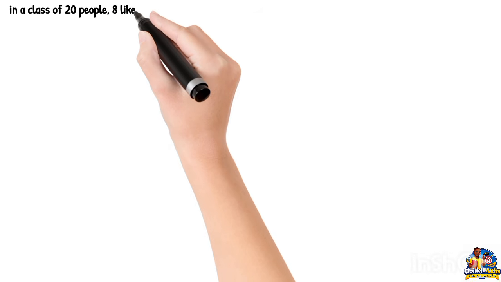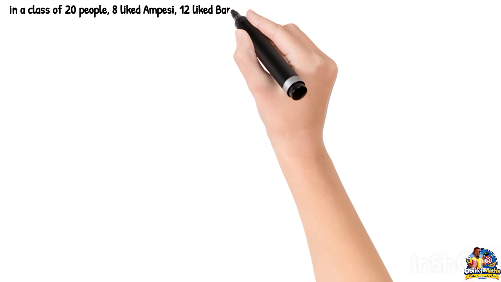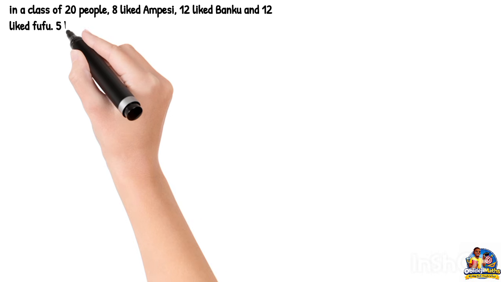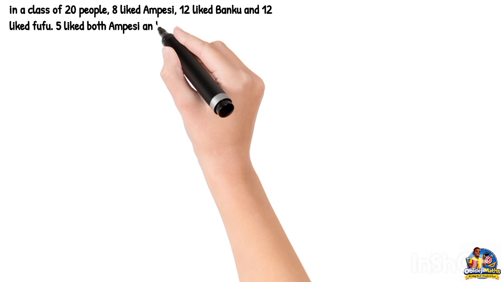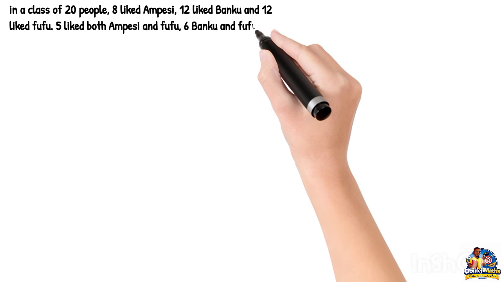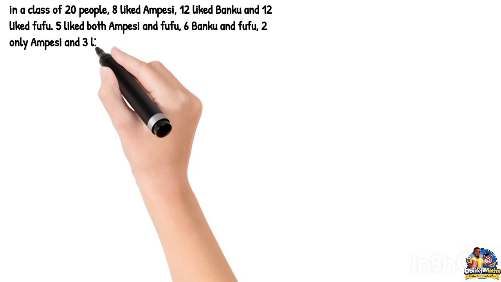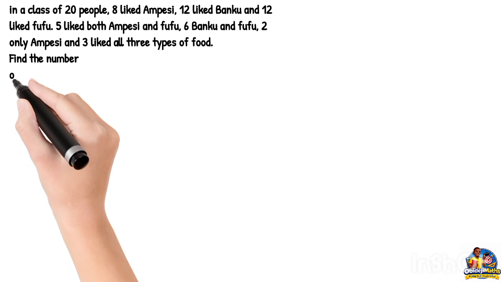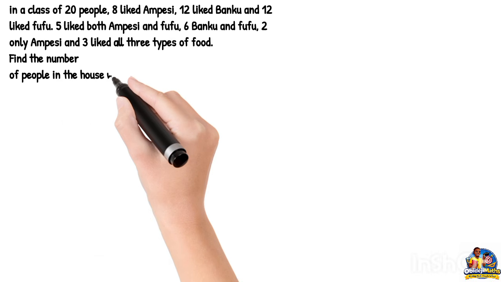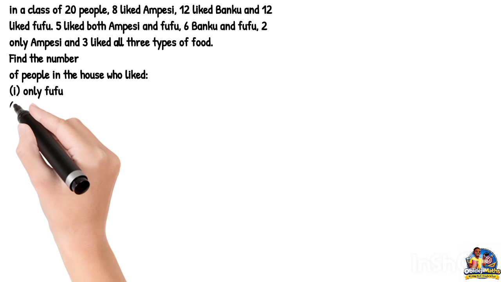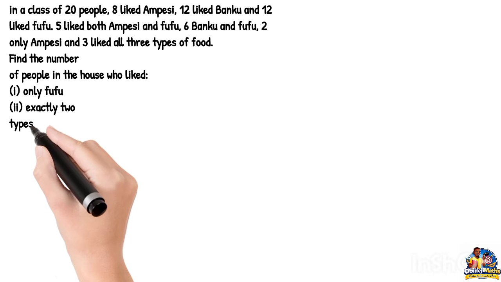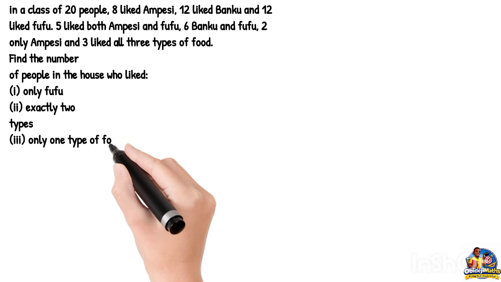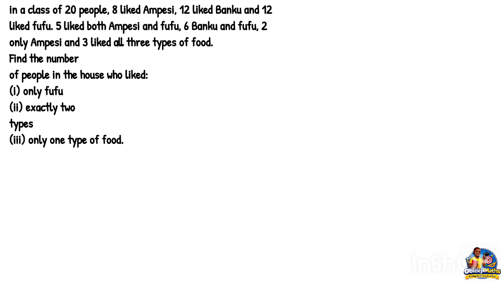In a class of 20 people, 8 like Ampesi, 12 like Banku and 12 like Fufu, 5 like both Ampesi and Fufu, 6 like Banku and Fufu, 2 like only Ampesi and 3 like all 3 types of food. Find the number of people in the house who liked only Fufu, exactly 2 types, then only 1 type of food. Now let's go straight to the solution.